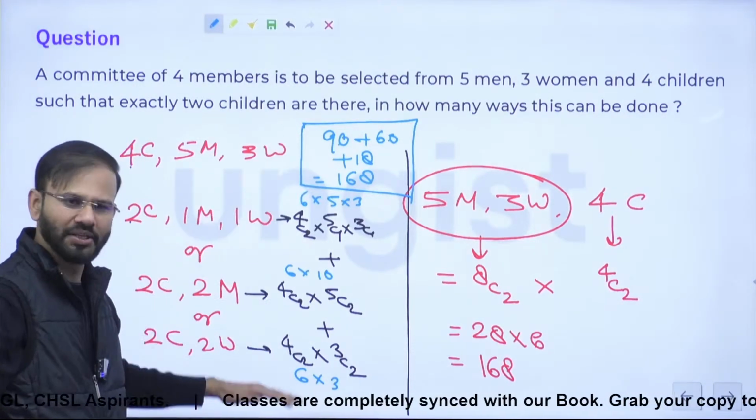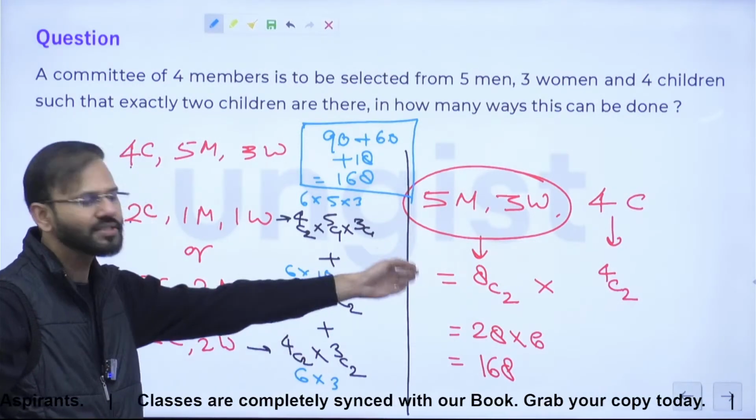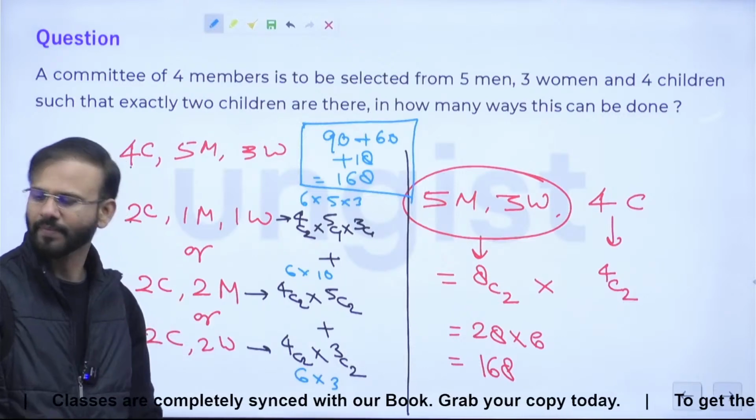But this method is the lengthy one. And this is an easy process. Fine? Okay.